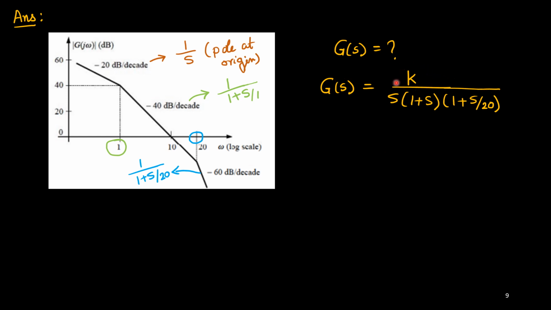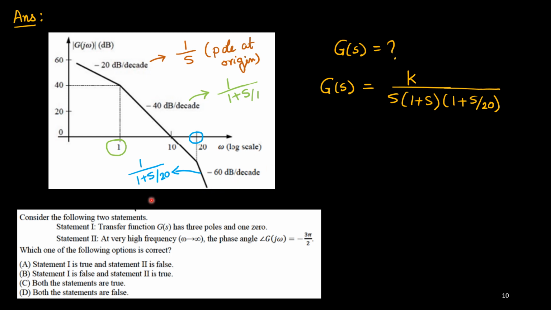So it can have one DC gain K. And because of one pole at origin, one pole here at minus 1, 1 plus s, and another pole at s equals minus 20, meaning the term 1 plus s by 20. So you multiply all those poles. And if you have some zeros, you will multiply those zeros in the numerator, and you will put one constant k. From the figure we can find the k value. Here at omega equal to 1, its value is provided as plus 40 dB. From this information we can find the value of k, but for this problem it is not required.